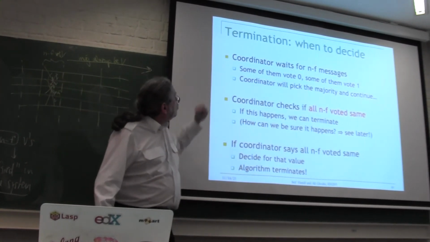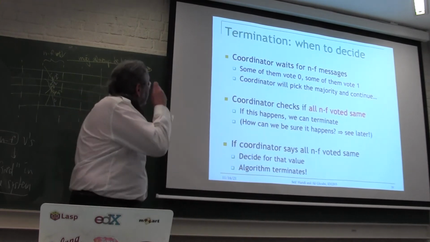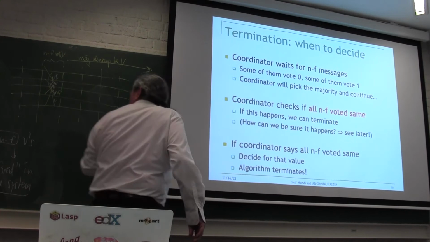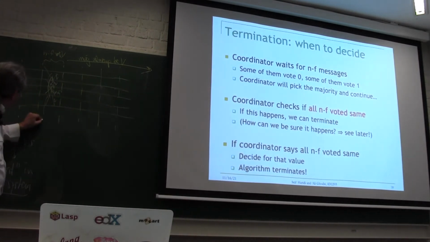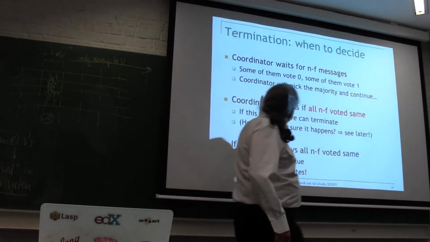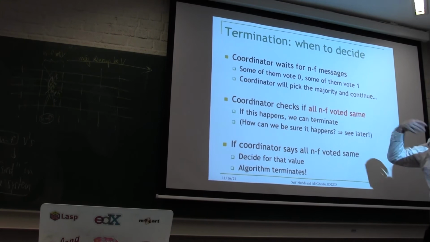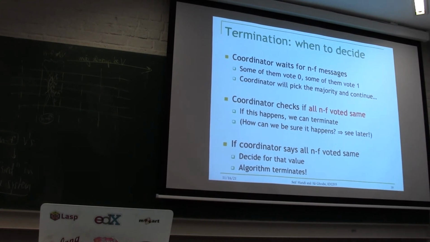So what does the algorithm do now? Let's go back to the algorithm. You can see the coordinator is waiting for n minus f here. It's waiting, and some of them vote 0, some of them vote 1. The coordinator picks a majority, and this continues.